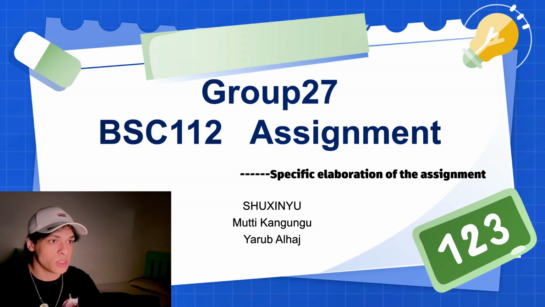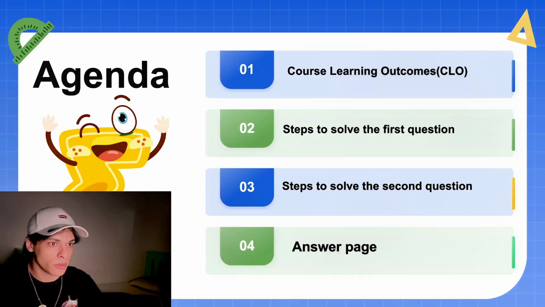Hello, this is a group assignment for Group 27, BSc 112 assignment. This assignment has been done by Shusinyu, Muti, and Yarabalhaj. These are the steps that we have used in order to fulfill this assignment.